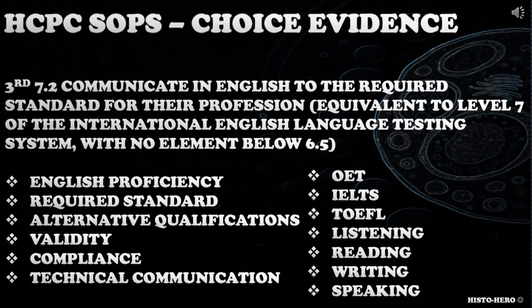The third standard is, communicate in English to the required standard for their profession, equivalent to Level 7 of the International English Language Testing System, with no element below 6.5. To meet this standard, you will need to be able to communicate effectively in English to the required level and provide proof. If an international applicant, and your degree was not assessed in English, can you prove you speak English to a native level? Consider recognized English language tests like OET, Occupational English Test, or IELTS, International English Language Testing System, TOEFL, Test of English as a Foreign Language, which is an internet-based test.